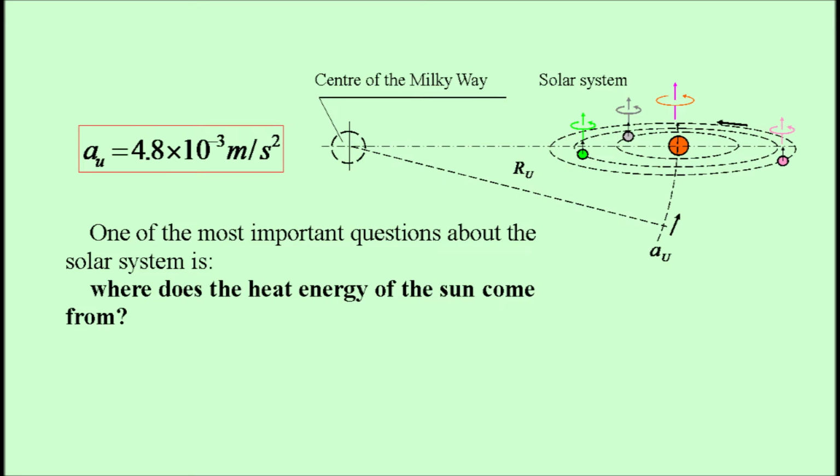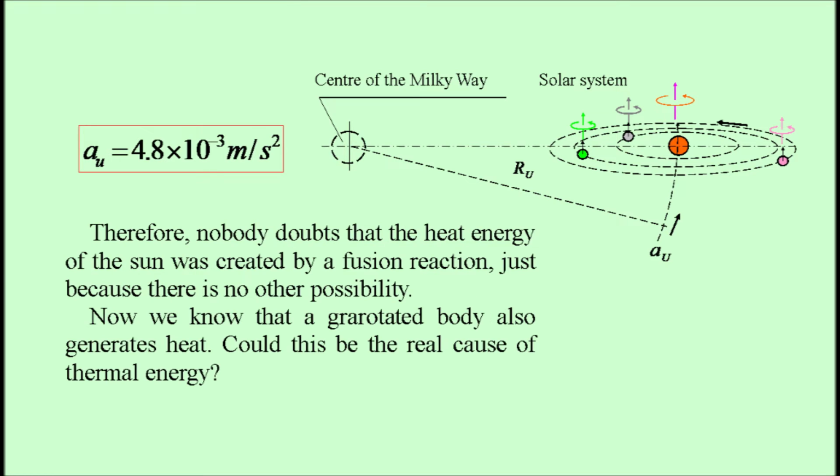One of the most important questions about the solar system is, where does the heat energy of the Sun come from? Therefore, nobody doubts that the heat energy of the Sun was created by a fusion reaction, just because there is no other possibility. Now we know that a grarotated body also generates heat. Could this be the real cause of thermal energy?